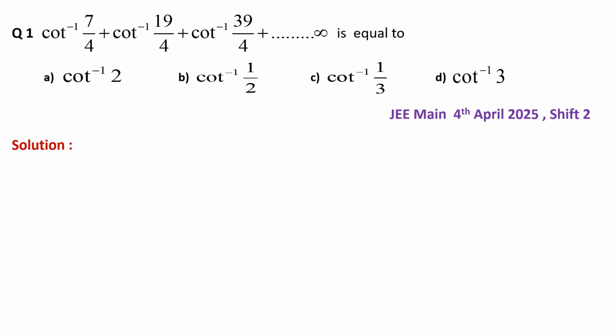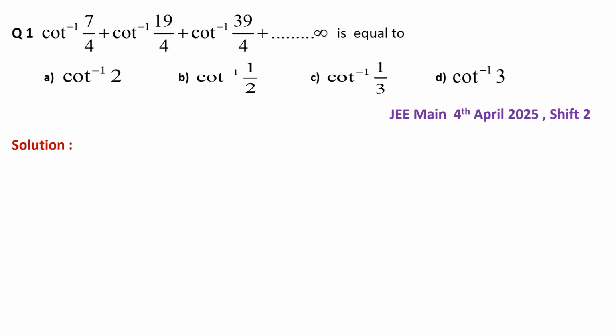Now today's question is in front of you. This question is based on the topic of inverse trigonometry. We have to find the value of cot inverse of 7/4 plus cot inverse of 19/4 plus cot inverse of 39/4 and so on till infinity.